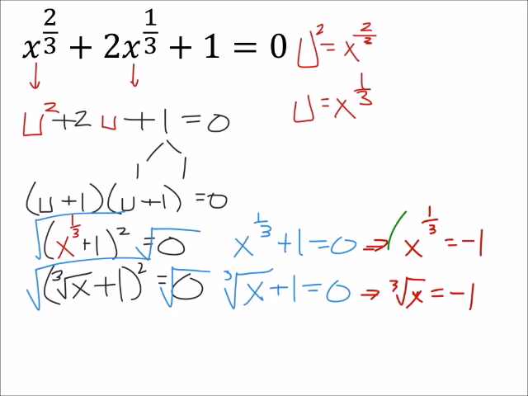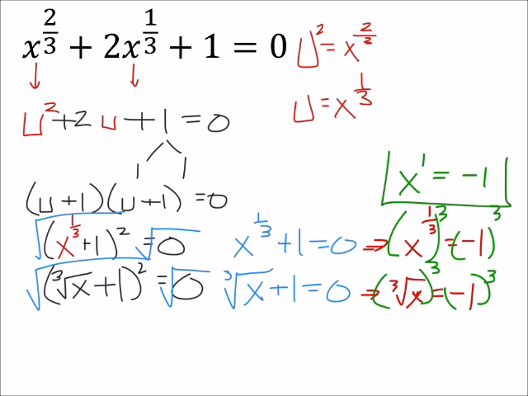Well, from here, I would need to cube this one, and I could cube this one as well to get x by itself. And 1/3 times 3 is 1. I don't really need to show that one, but I can. And negative 1 cubed is just negative 1. Same with this one. You'd still just need to cube that as well. And the answer is still the same, though. So x is negative 1.